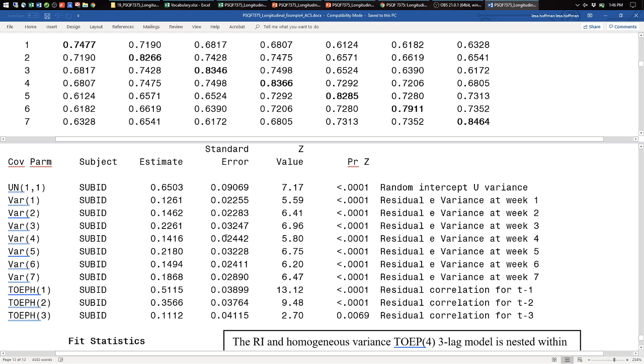So the place that I ended up with, the final model had random intercept variance between persons. Within persons, each week had a different residual variance. And there was a correlation allowed between weeks 1 week apart, 2 weeks apart, and 3 weeks apart. And that was the structure that most closely approximated unstructured using the fewest amount of parameters.